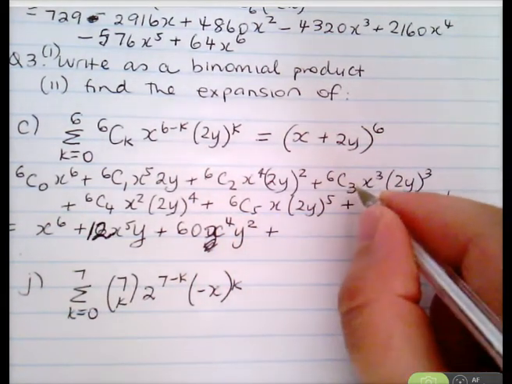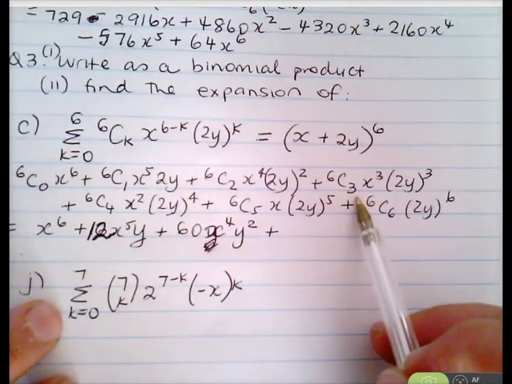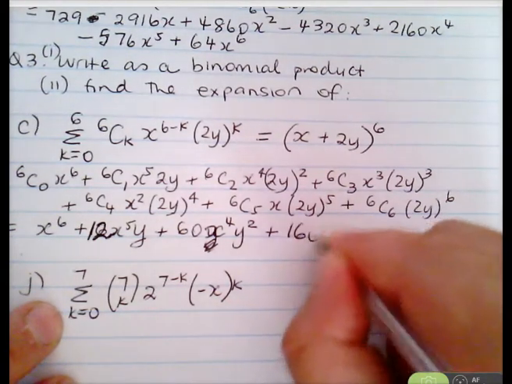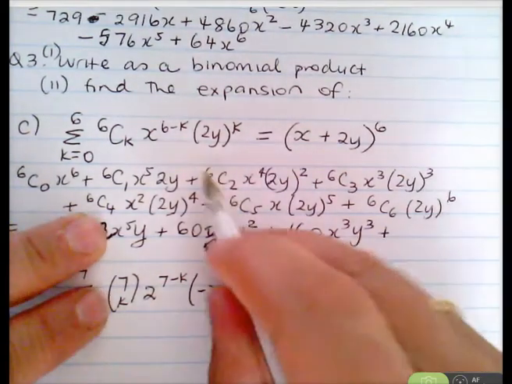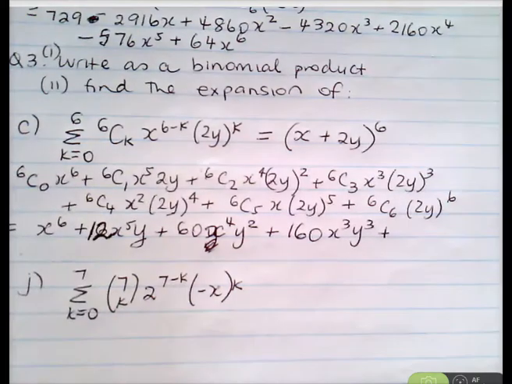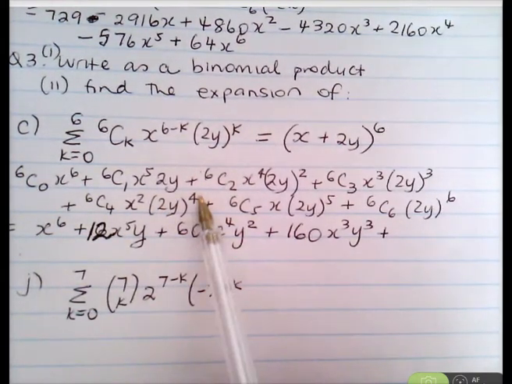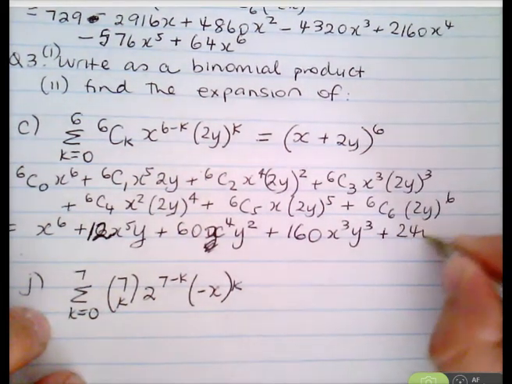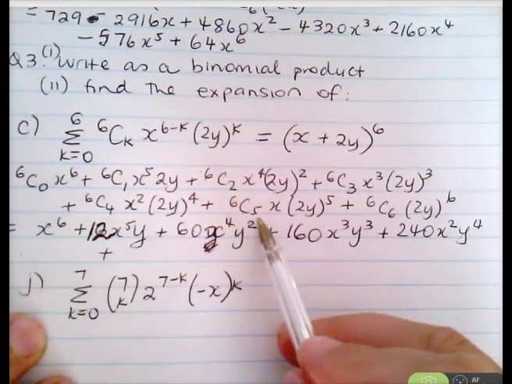Plus 6 choose 3 is 20, I think. So we've got 20 times 8 is 160. So we've got plus 160. Notice we've got x cubed, y cubed. Plus 6 choose 4 is the same as 6 choose 2, which was 15. So we've got 15 times 2 to the power of 4, that's 15 times 16, which is 240. Then we've got x squared, y to the power of 4, plus 6 choose 5.